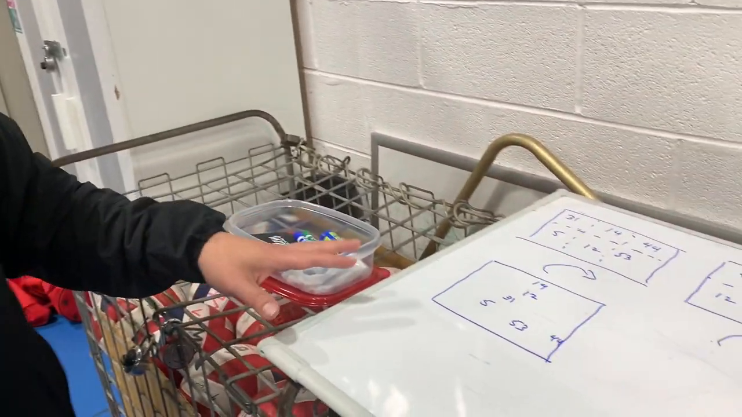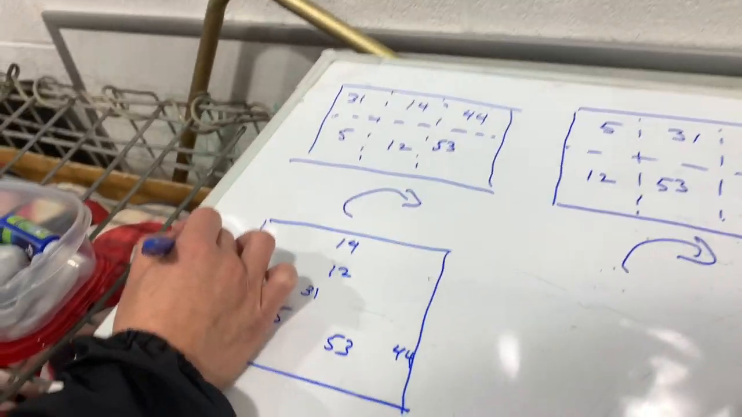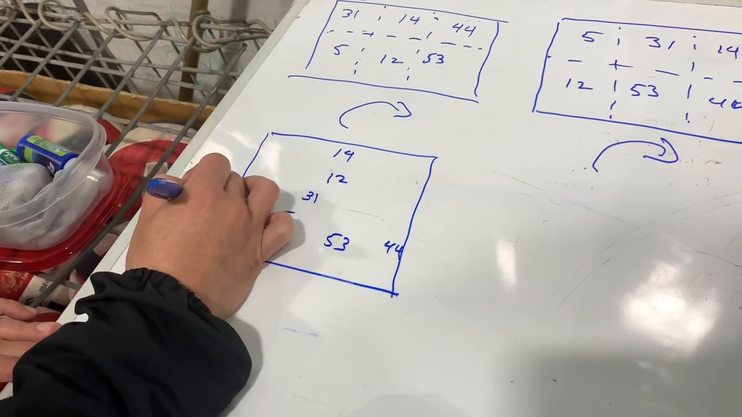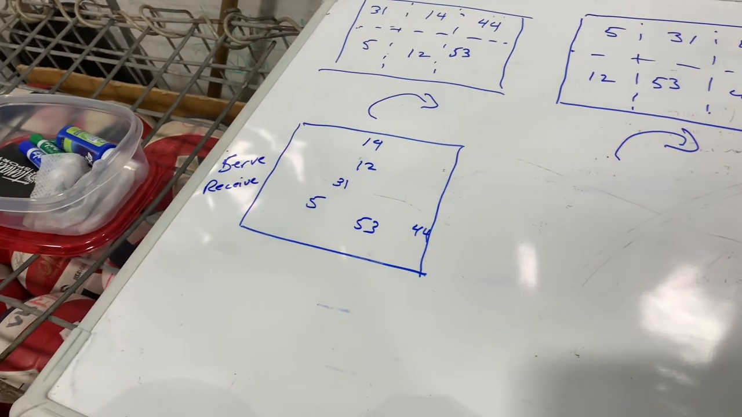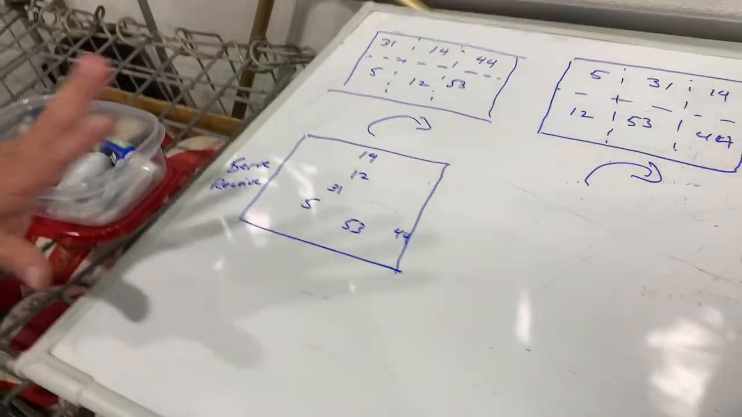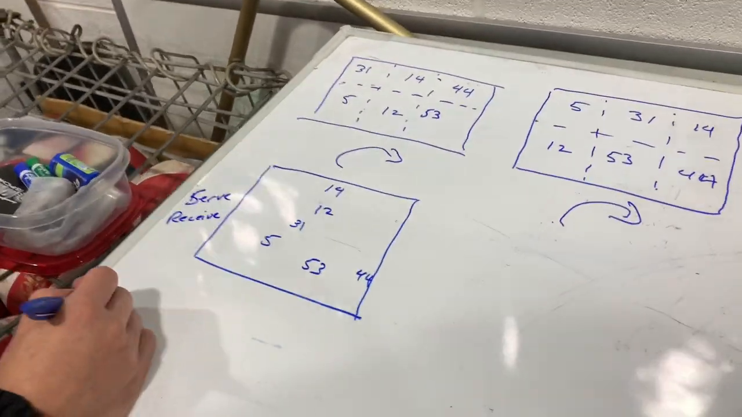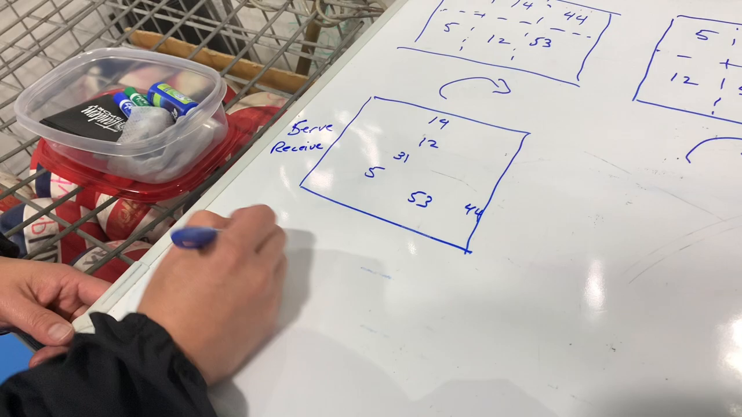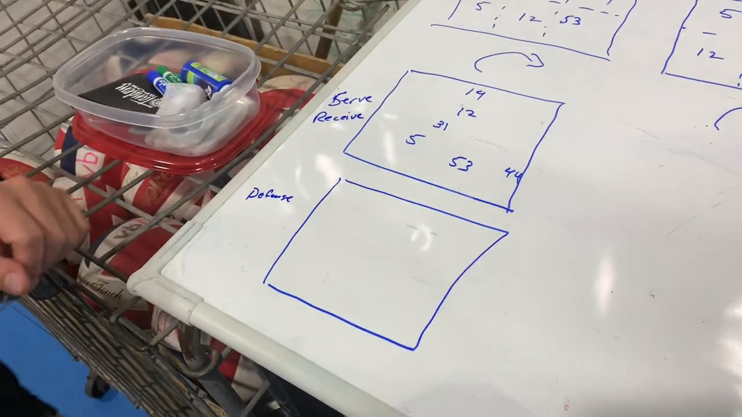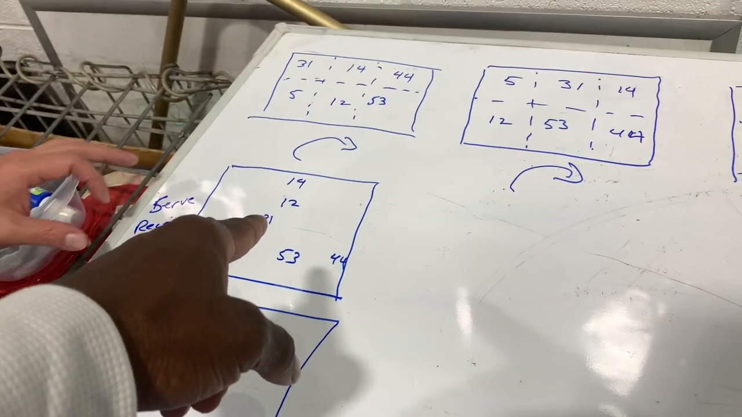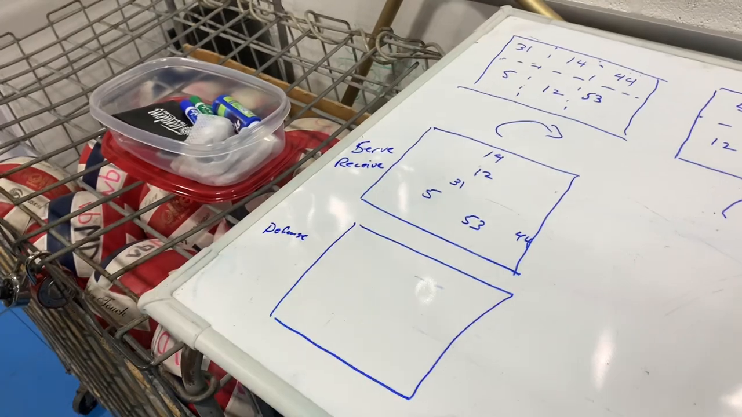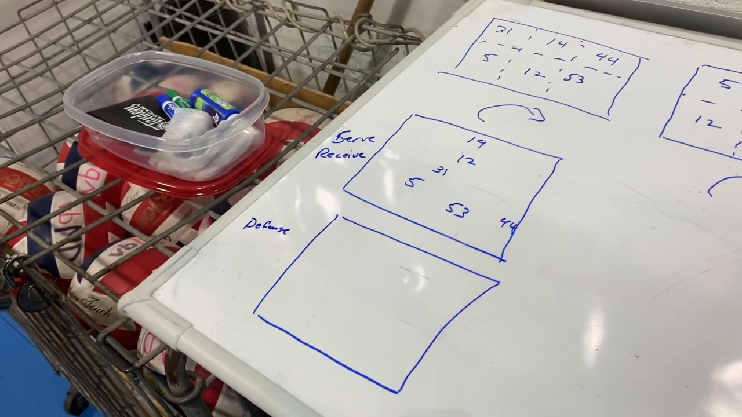So this is what we call serve receive, right before you come down to receive. Now, let's say we're playing defense, using the same rotation. Serve receive is what we call offense, because we're getting the ball and we're about to run our offense.